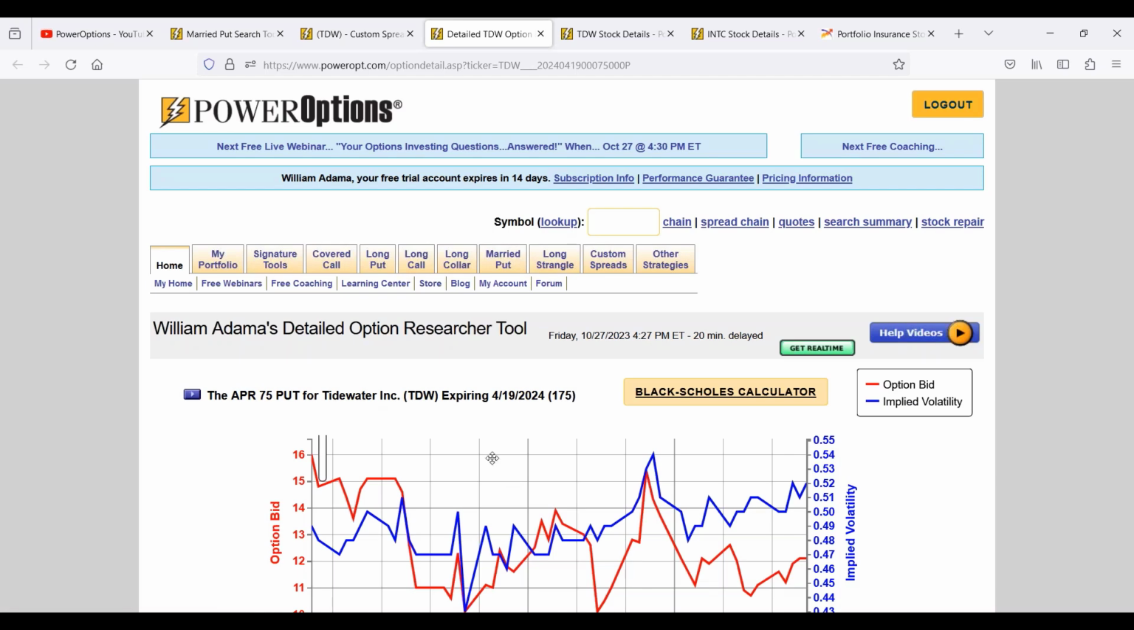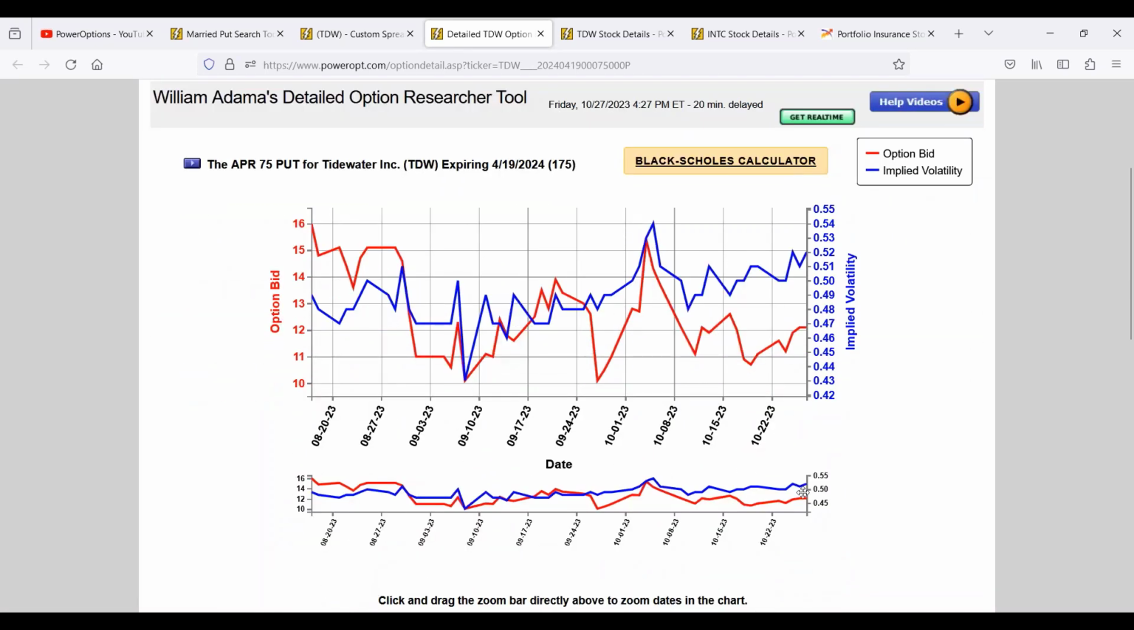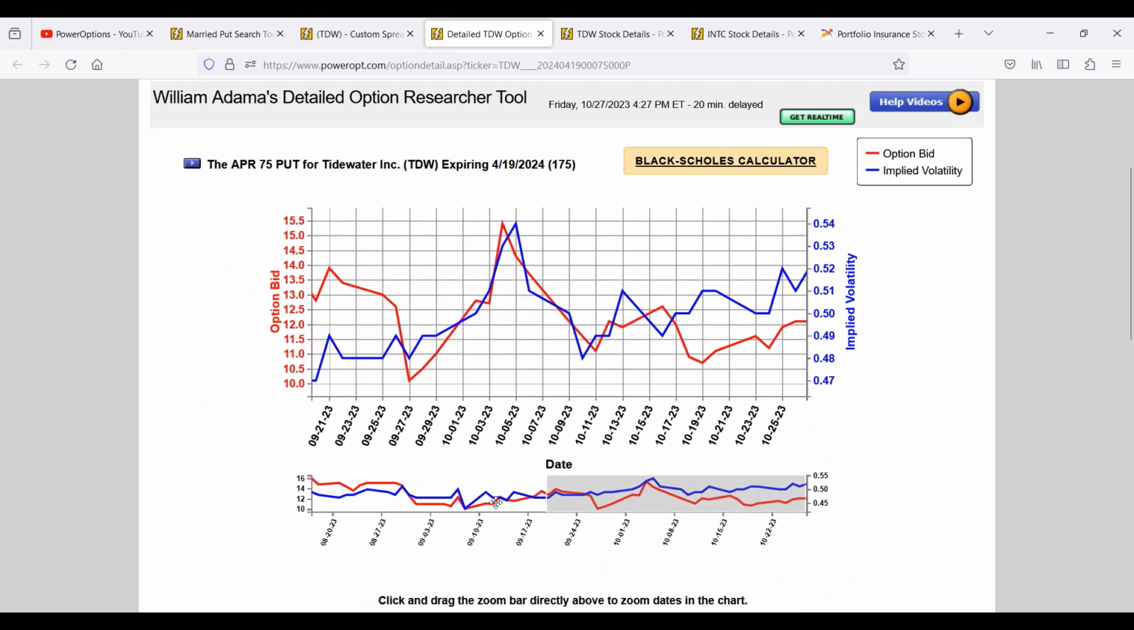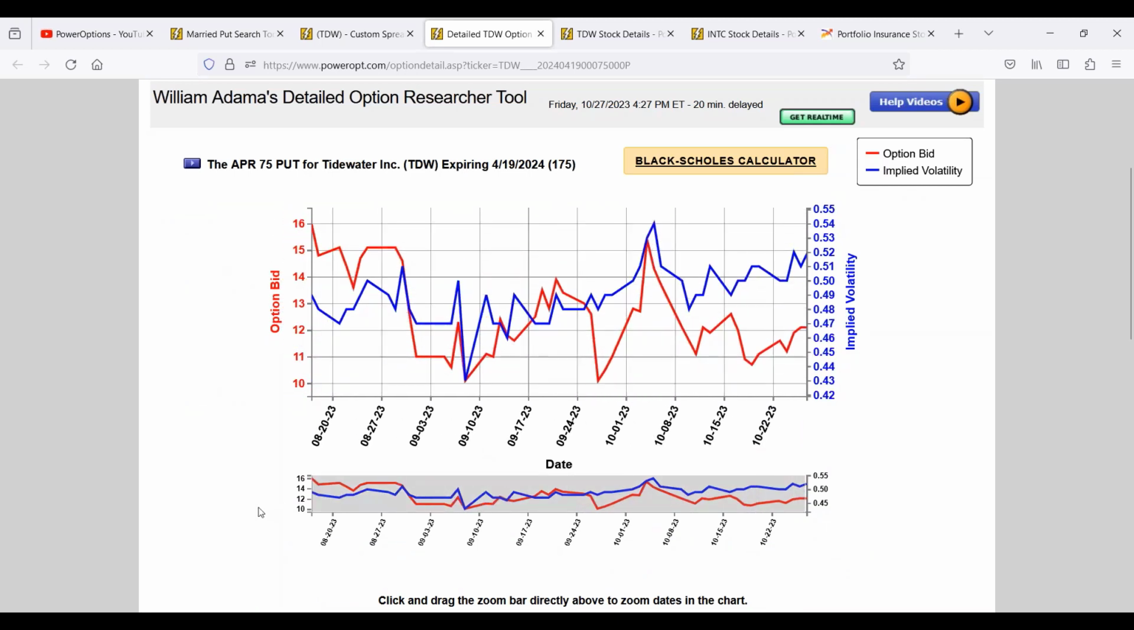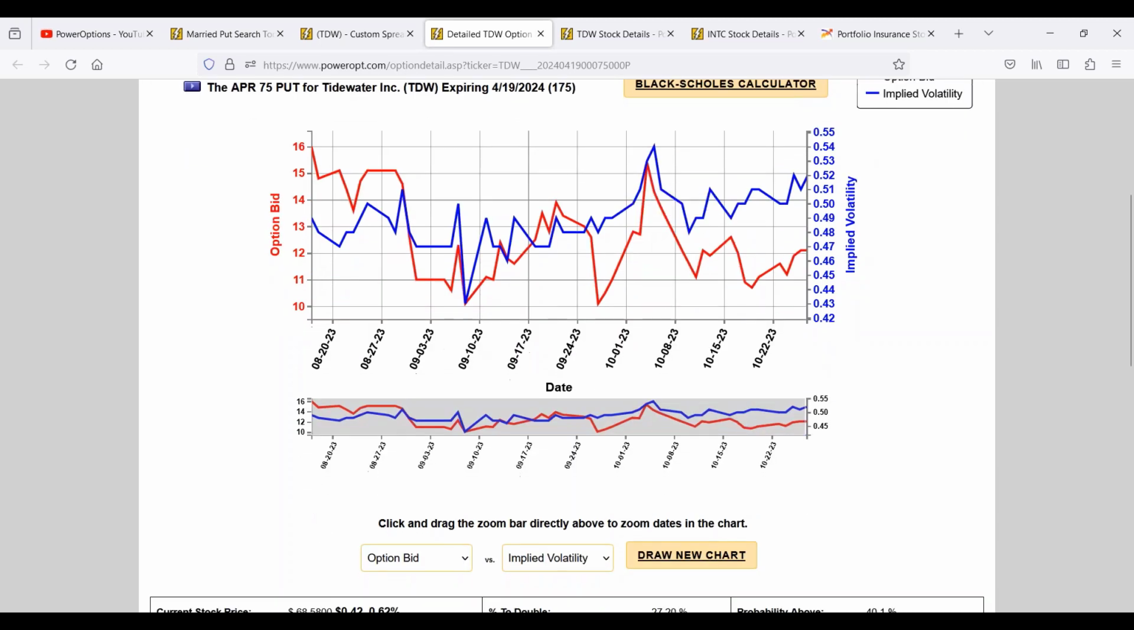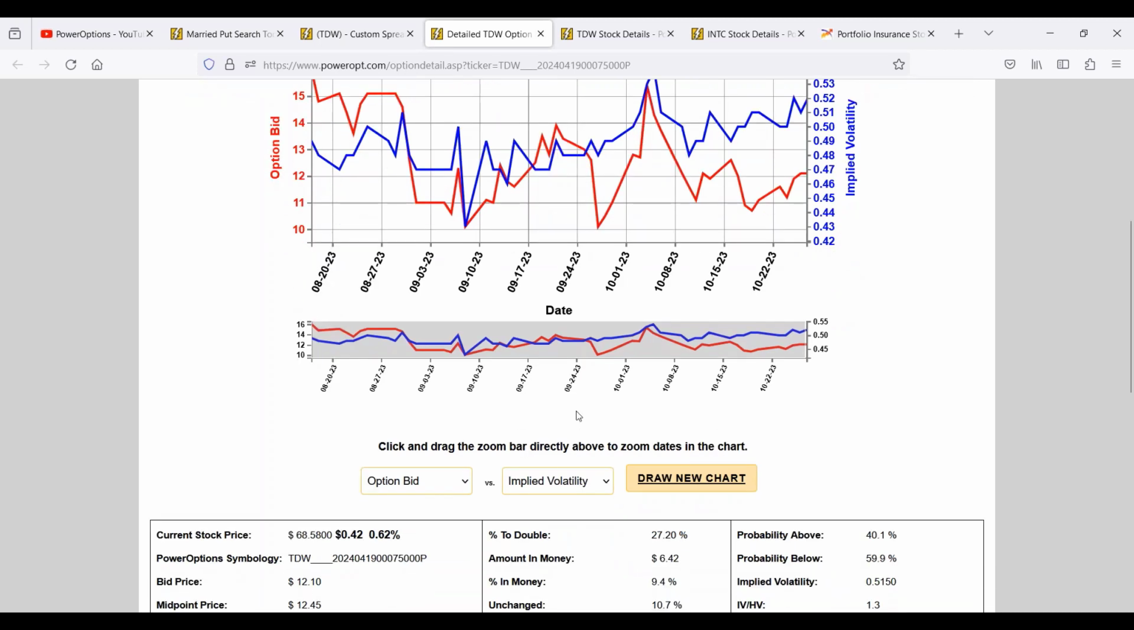Now, the option research tool is kind of neat because it gives me the history since this option was released in the market of implied volatility versus option bid price as a default. So this option was actually released on August 20th, 2023 for April 2024 expiration. I can compare against different metrics though on this historical graph.